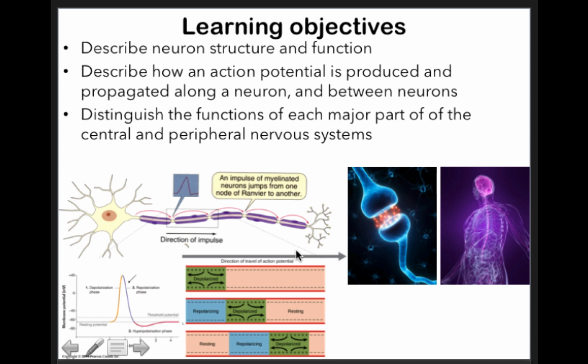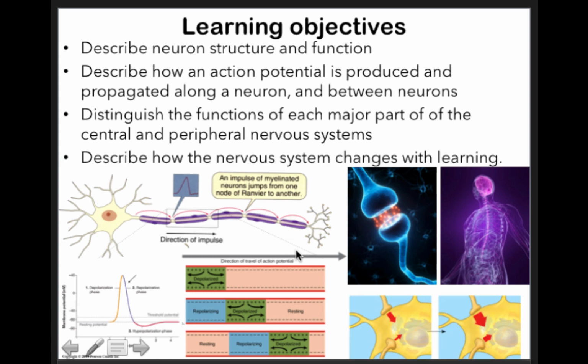You should also be able to distinguish the functioning of each major part of your central and peripheral nervous systems using proper terminology, and also predict what's going to happen and which parts are involved in a specific interesting situation. You should also be able to talk a bit about how the nervous system itself changes when you learn things or when you repeat certain experiences.